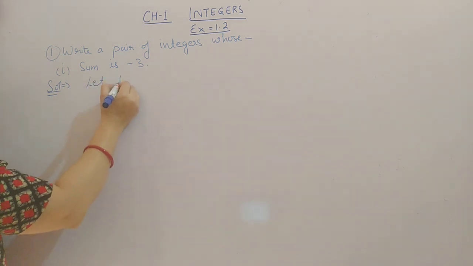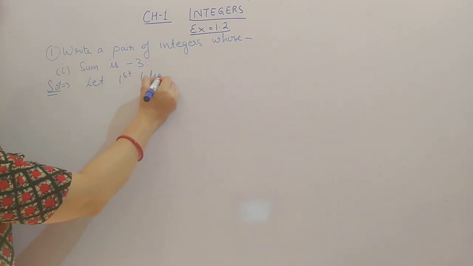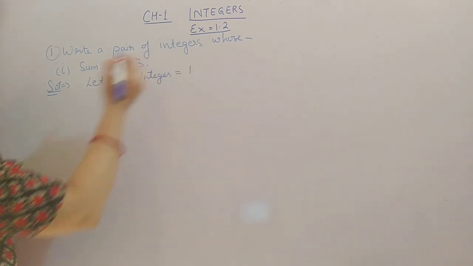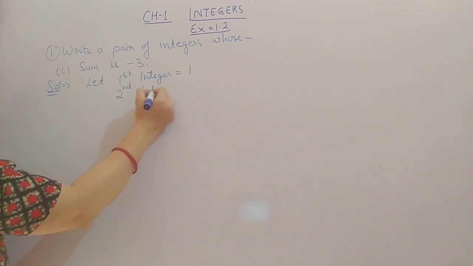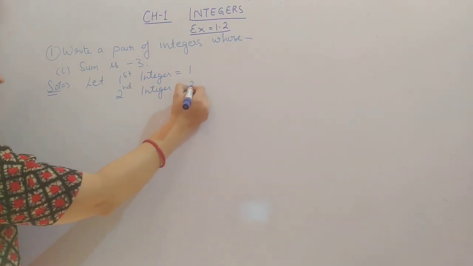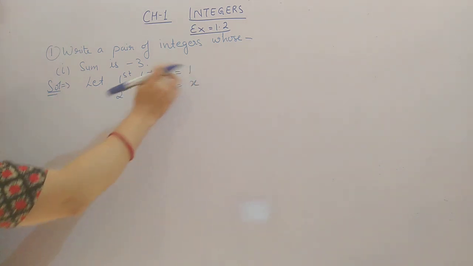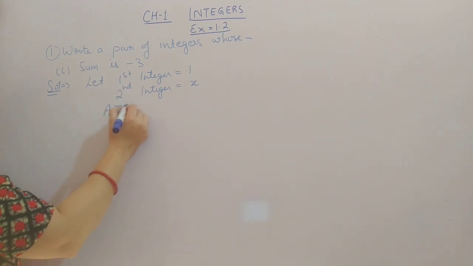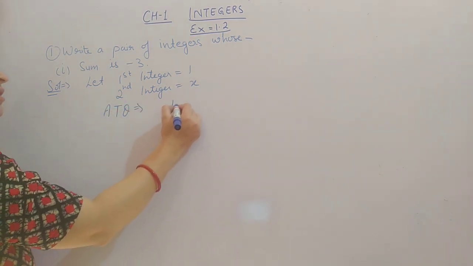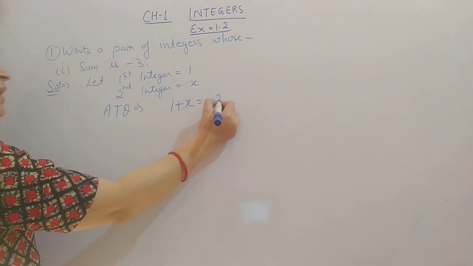So let the first integer be 1 and the second integer we don't know. Suppose it is x. The first integer we can take as any number, 1, 2, 3, positive or negative. So the first integer is 1 and the second integer we have taken as x. Now according to the question, their sum is minus 3. So if we add these two integers, the answer comes minus 3.